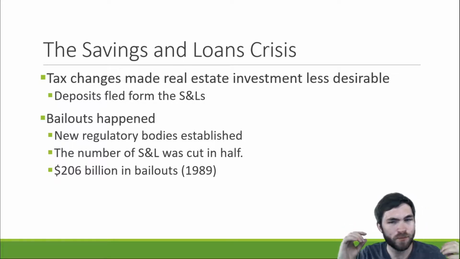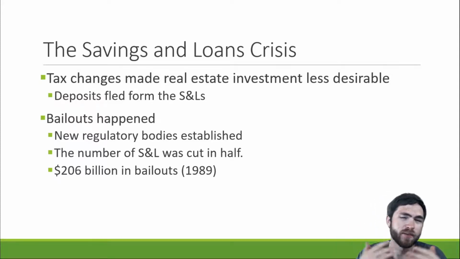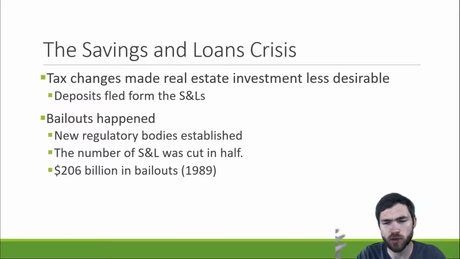And bailouts happened, a new regulatory body was established, the number of savings and loans organizations was cut in half, and over $206 billion of bailouts were made in 1989. And this was the savings and loans crisis.